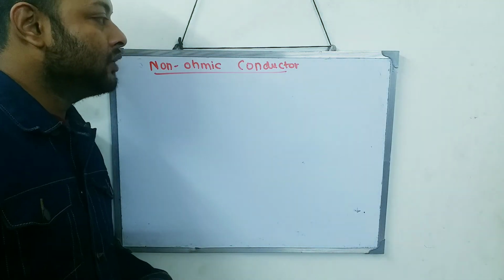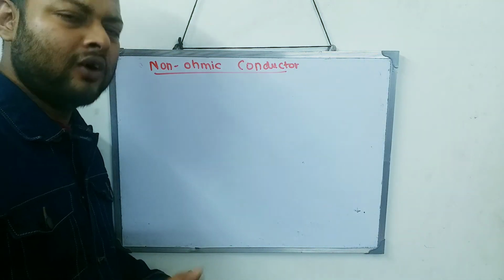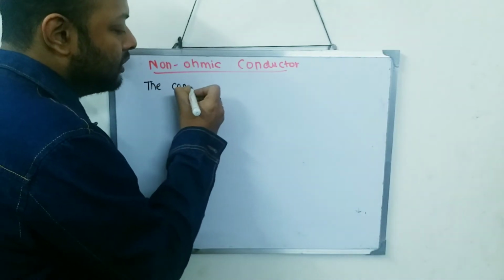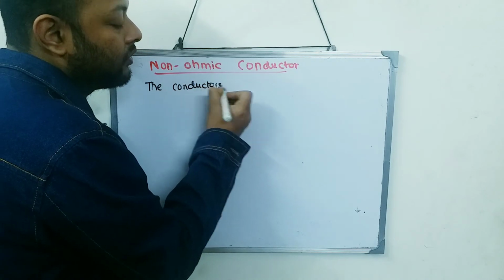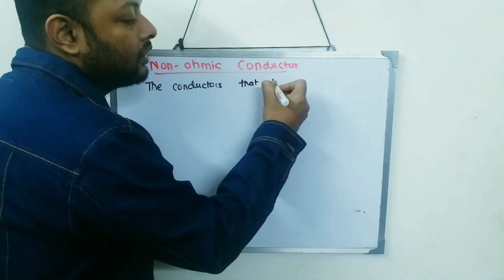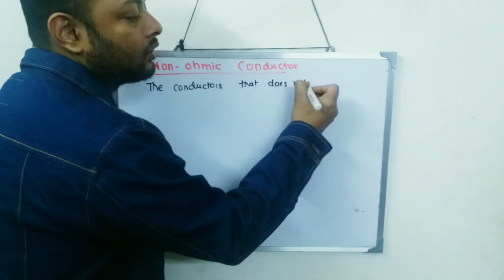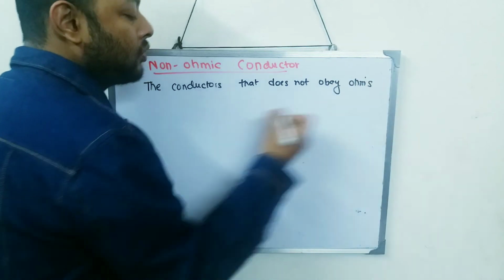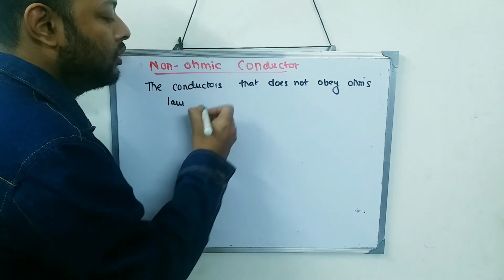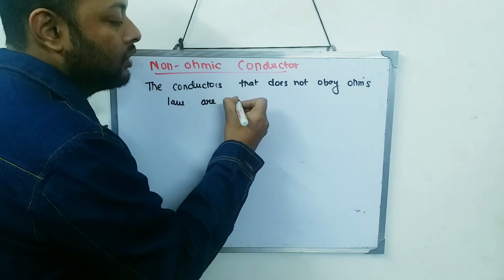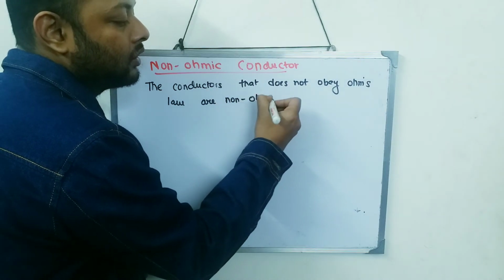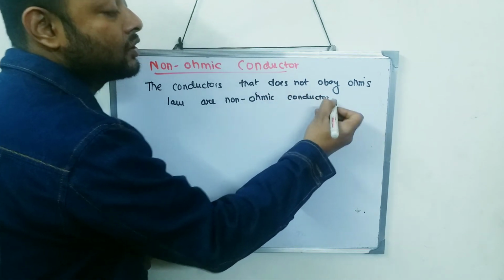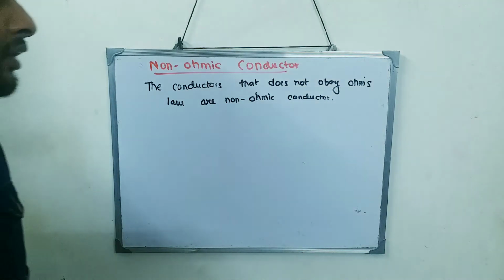Now we have to understand what non-ohmic conductors or resistors are. The conductors that do not obey Ohm's law are non-ohmic conductors.